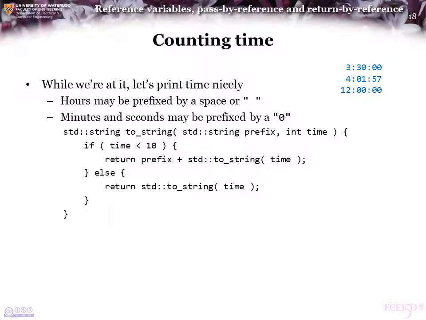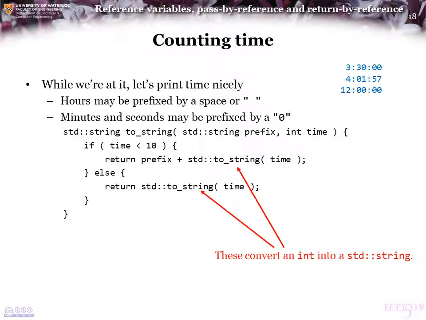If the time is less than 10, we will return a string that is composed of whatever string prefix was passed together with the time being converted to a string. That is done by this particular toString function. If the time is greater than or equal to 10, and assuming it's less than 99, since we have no time that is greater than 99, then we will just convert the time to a string.